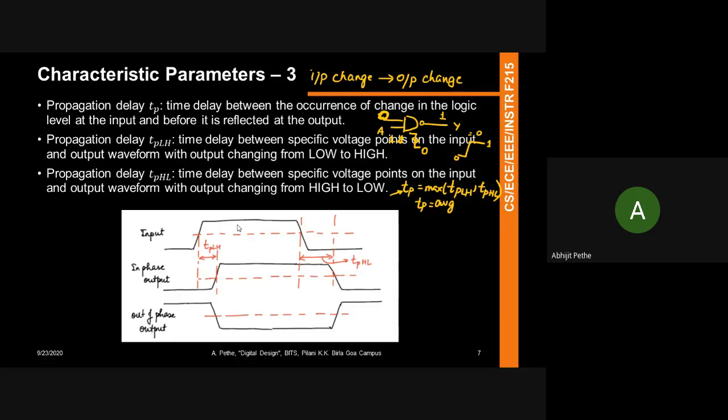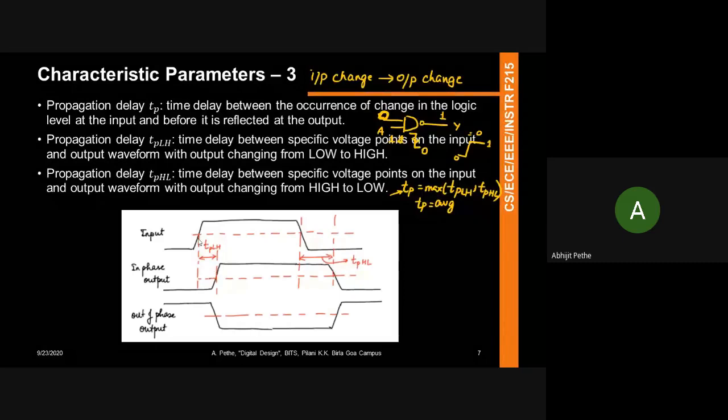Suppose this is my input, and I have two outputs. I have an output which is coming out in phase with the input, and an output which is out of phase from the input. Again, remember, 180-degree phase. So when it's a 0, this is a 1, and vice versa.